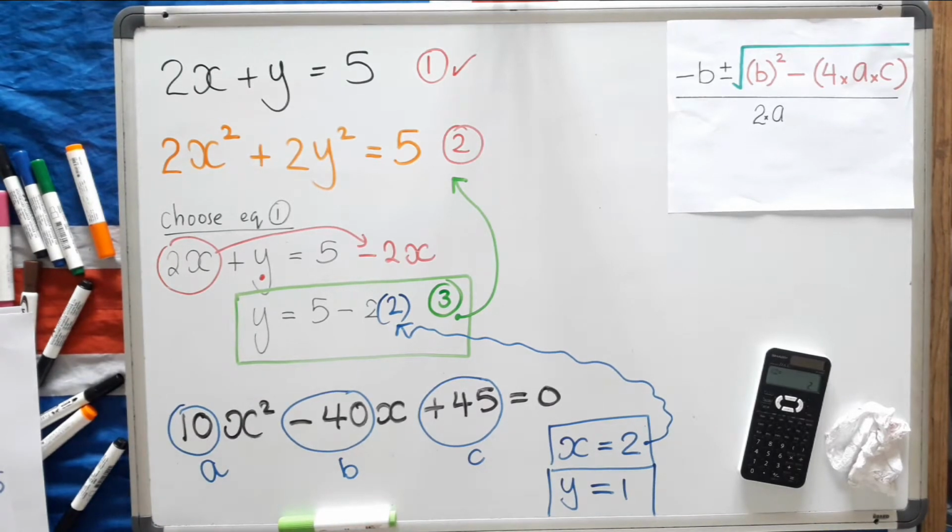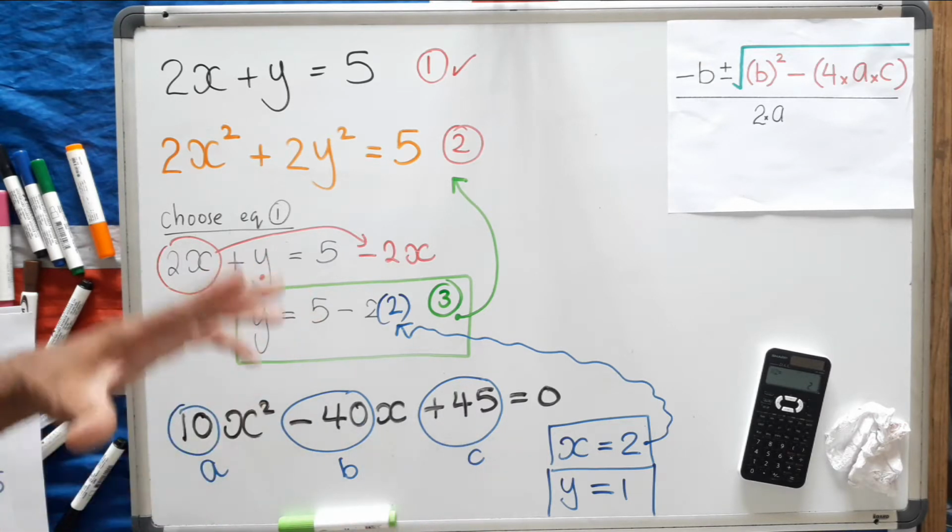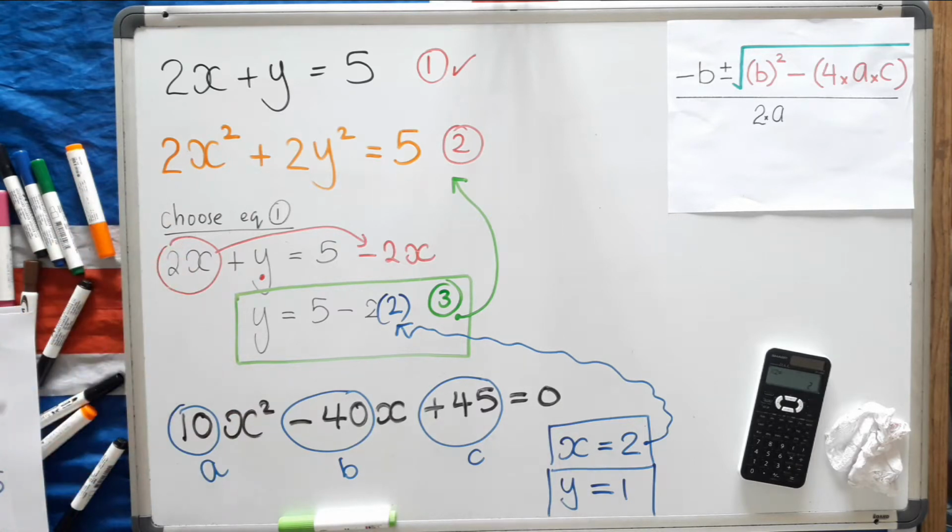Okay? That's the answer for this quadratic simultaneous. We usually get 2 answers for x, which means we're going to get 2 answers for y. But in today's question, when we solve the quadratic, we got 2 answers for x. It just so happened that the 2 answers were the same. So we consider it to be one answer.